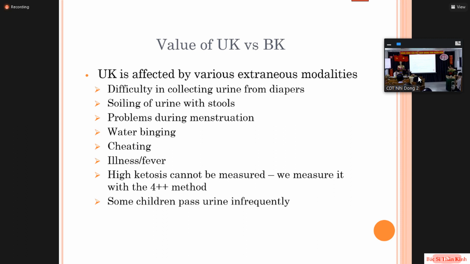Okay. Soiling of urine with stools, problems during menstruation. So in such periods, the adolescent girls may not be comfortable checking the urine ketone levels. Water binging, cheating, illness or fever. So high ketosis cannot be measured in the urine ketone levels. The highest that we can measure it is with the 4++ method. But blood ketone check is a much more accurate way to check the actual ketone levels. And some children may pass urine infrequently. So in such cases, it's difficult to check the urine ketones 4 times in a day.